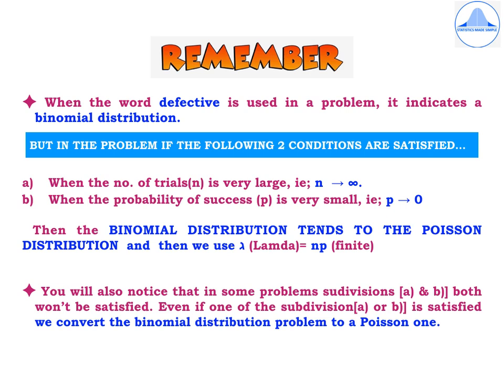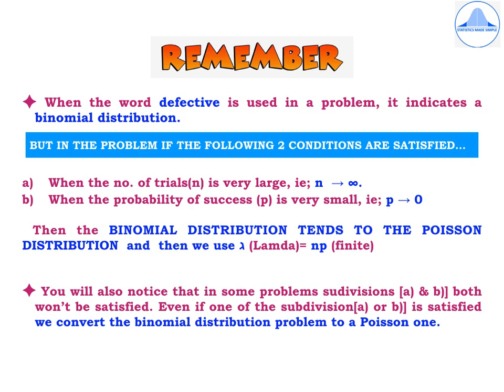Now let's recollect a very important property which we learned under the binomial distribution. It is an important 2 marker: under what conditions does a binomial distribution tend to a Poisson distribution? We learned that there are 3 conditions. First is when the number of trials is very large, that means n tends to infinity. The second condition is when the probability of success is very small, that means p tends to 0.